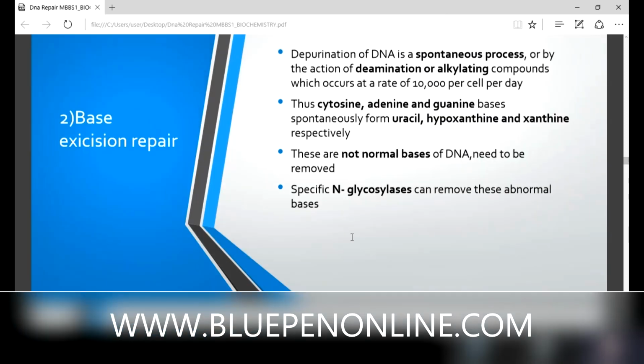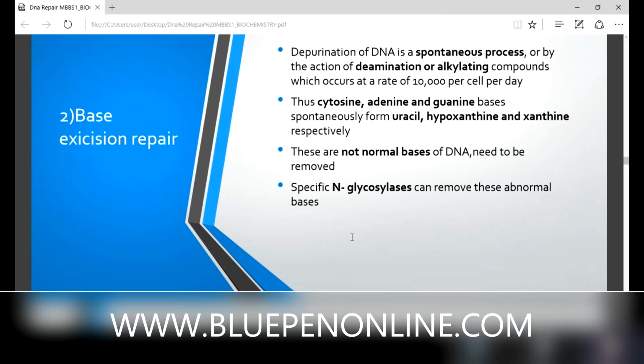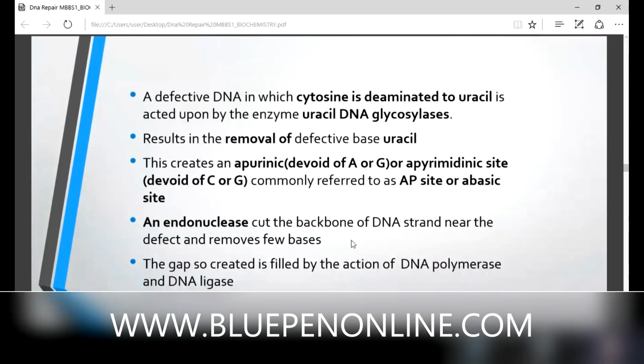Then what happens? For example, a defective DNA in which cytosine is deaminated to uracil is acted upon by the enzyme uracil DNA glycosylase. This results in the removal of the defective base uracil. This creates an apurinic or apyrimidinic site. What do we mean by an apurinic or apyrimidinic site? Devoid of A or G, or devoid of C or T. That is commonly referred to as an AP site.